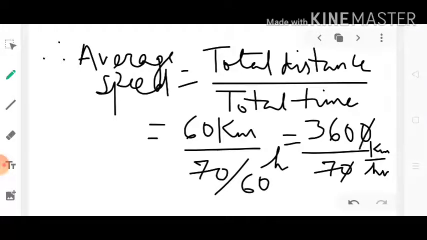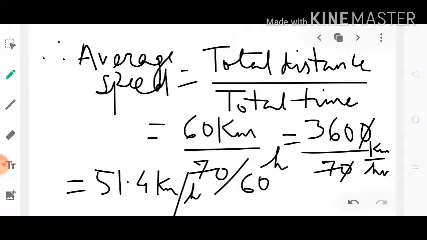We can simply cancel out one 0. The rest we have to divide. So 360 by 7 will be equal to 51.4 km per hour. So this is the average speed for the entire journey.